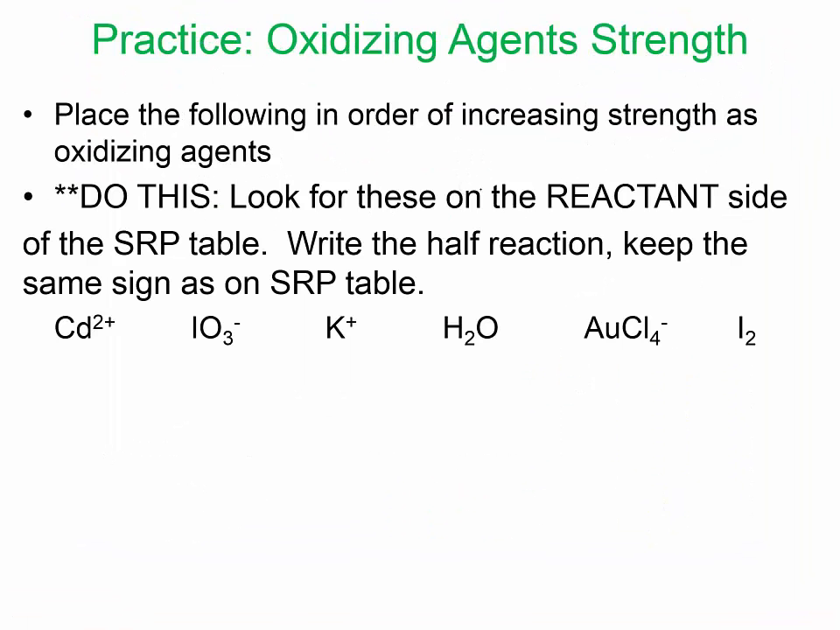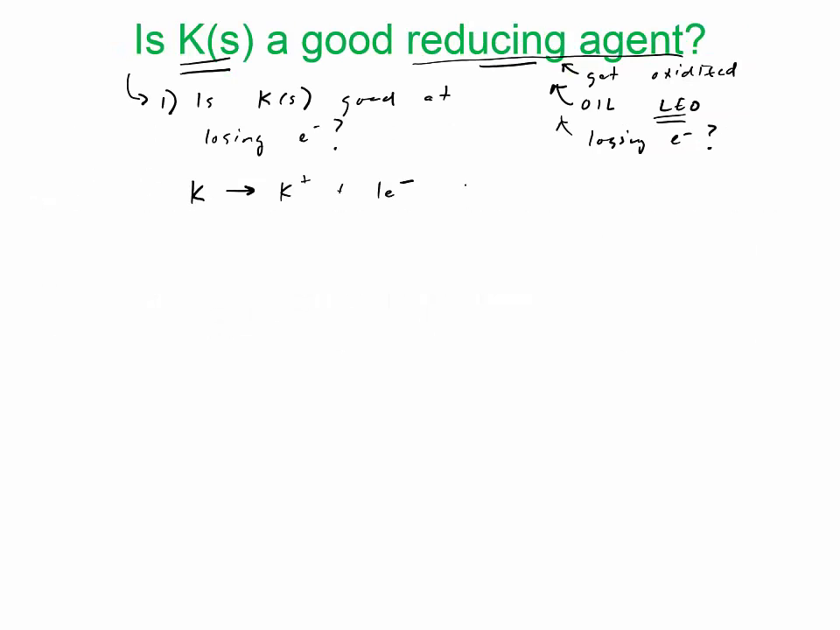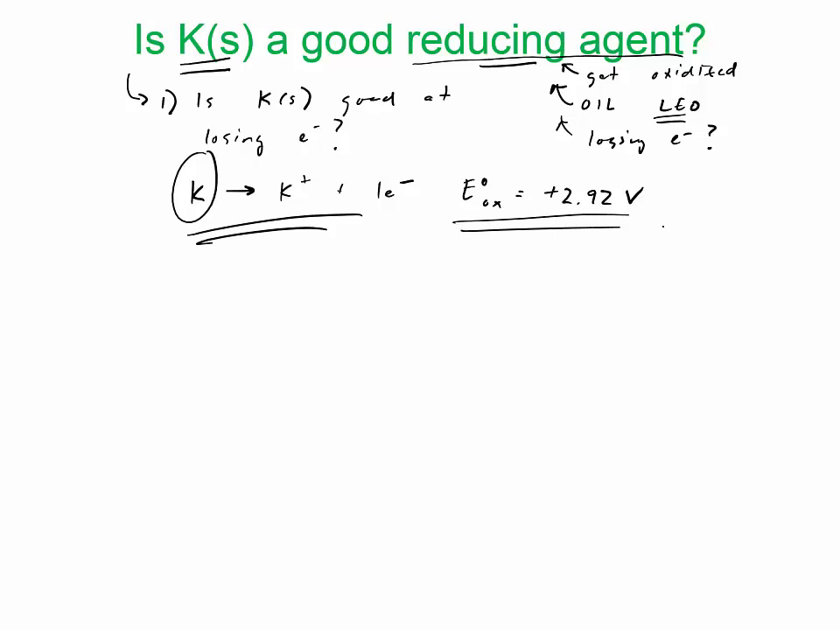So E ox is equal to a positive 2.92. Written this way, we show the solid potassium losing electrons, and then we get a positive half reaction. So yes, this is a very good reducing agent, one of the best. Yes, solid potassium is a very good reducing agent.